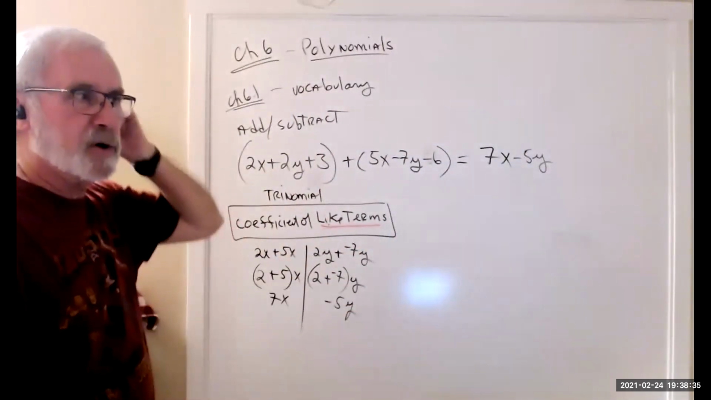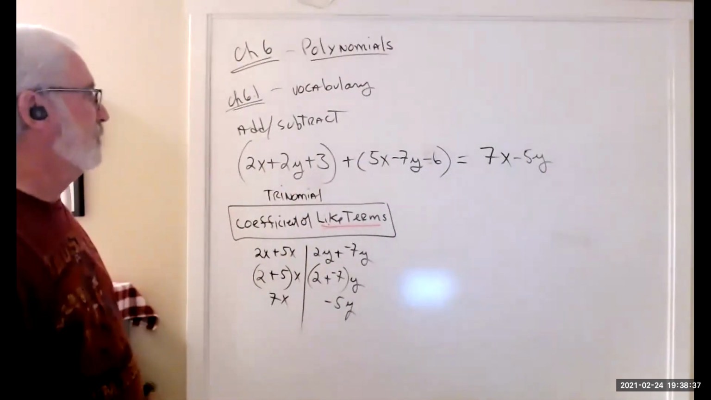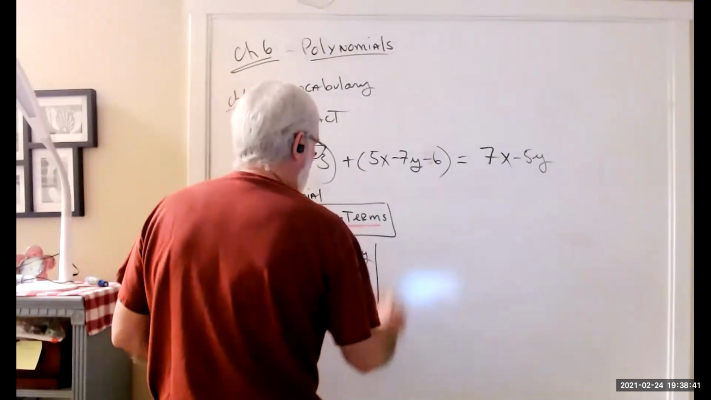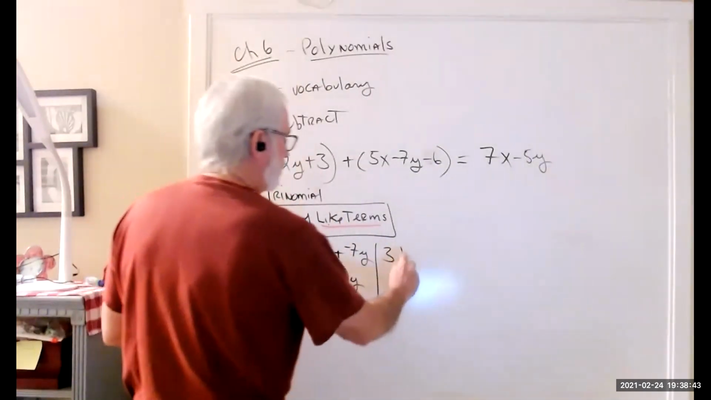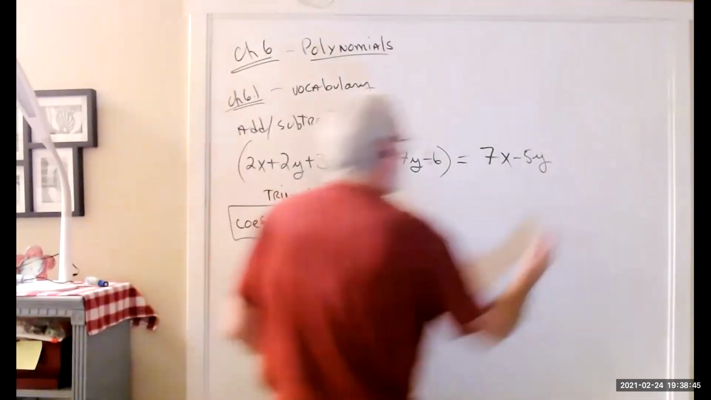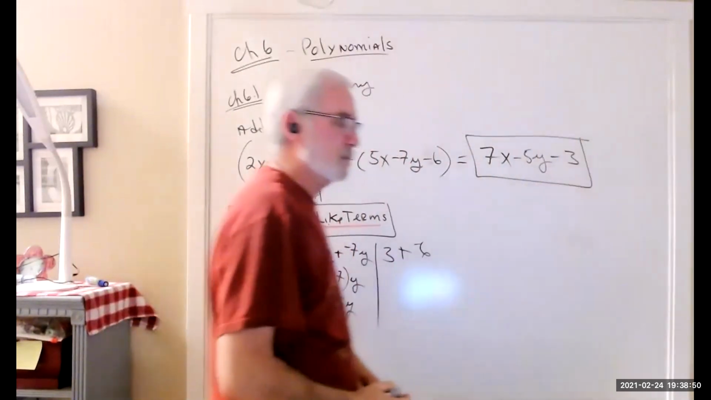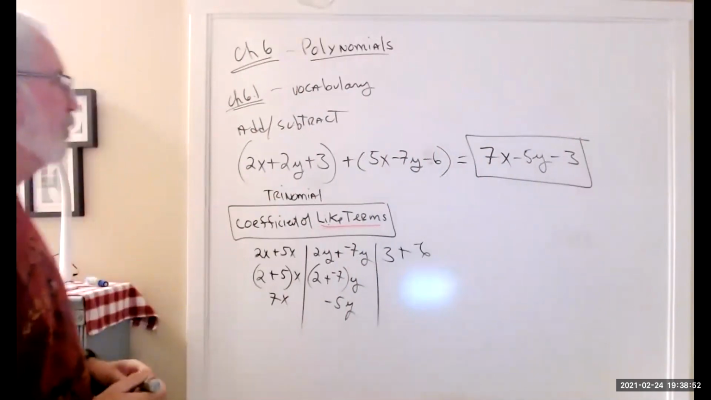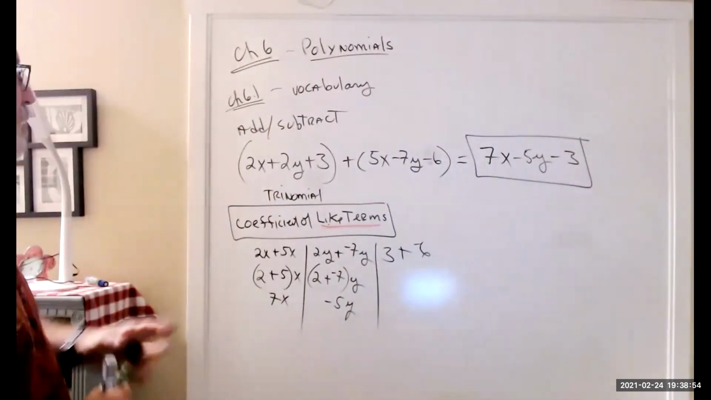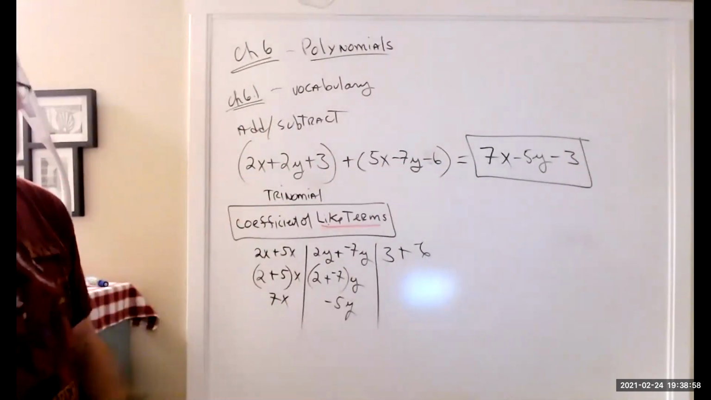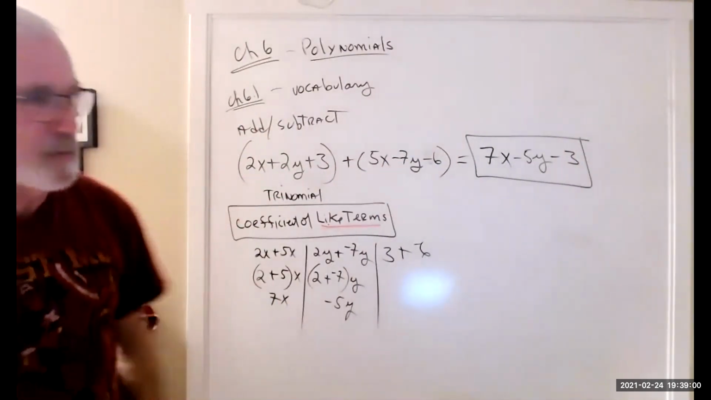Okay, but I'm showing you what's technically correct. And then plus 3, these are like terms, so we have 3 plus a negative 6 is negative 3, and that would be the answer. Okay, those are adding or subtracting. We add or subtract like terms. Okay, that should be pretty straightforward.